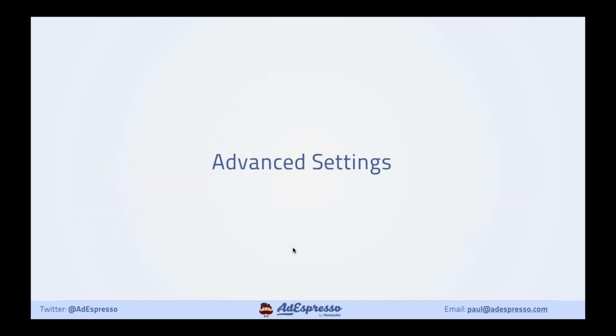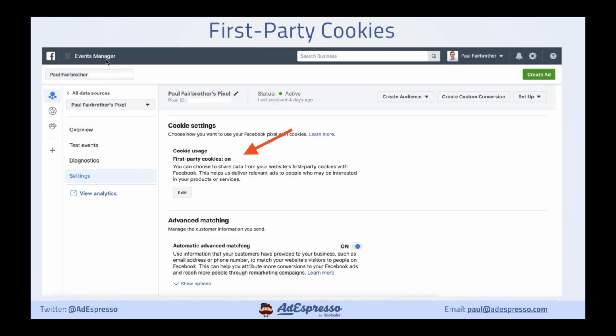So let's move on from the nerdy GDPR implementation, and we're going to talk about some advanced settings. This is where we can get the most out of the pixel by digging into Business Manager. So if we go back to that pixel portal again and go to settings, there's a couple of checks that you want to do.